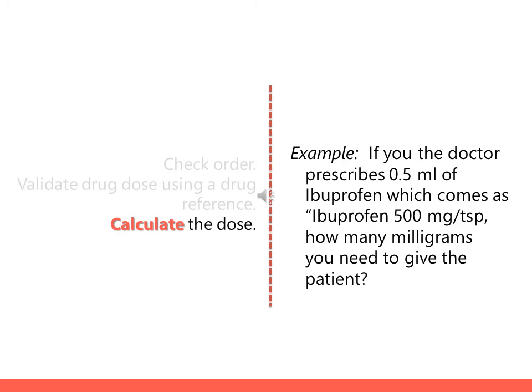Okay, we have another example. Calculate the dose. If your doctor prescribes 0.5 ml of ibuprofen, which comes as ibuprofen 500 milligrams per teaspoon, how many milligrams do you need to give the patient? Okay, in this example, you need to convert. Remember, teaspoon is another metric, and ml is another metric, and you can only calculate the dose if you convert either ml or teaspoon.